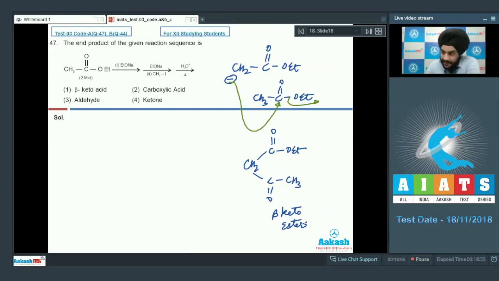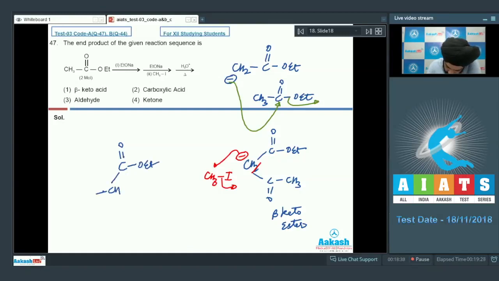Okay. So now it is further given to us that it is allowed to react with EtONa and further with CH3I. Students, we have an active methylene group over here now. So the EtONa is going to extract the proton present over here. It is going to lead to the formation of nucleophile. And this will attack on the CH3I and make this iodide ion leave. So on simplification, this is going to form this species.